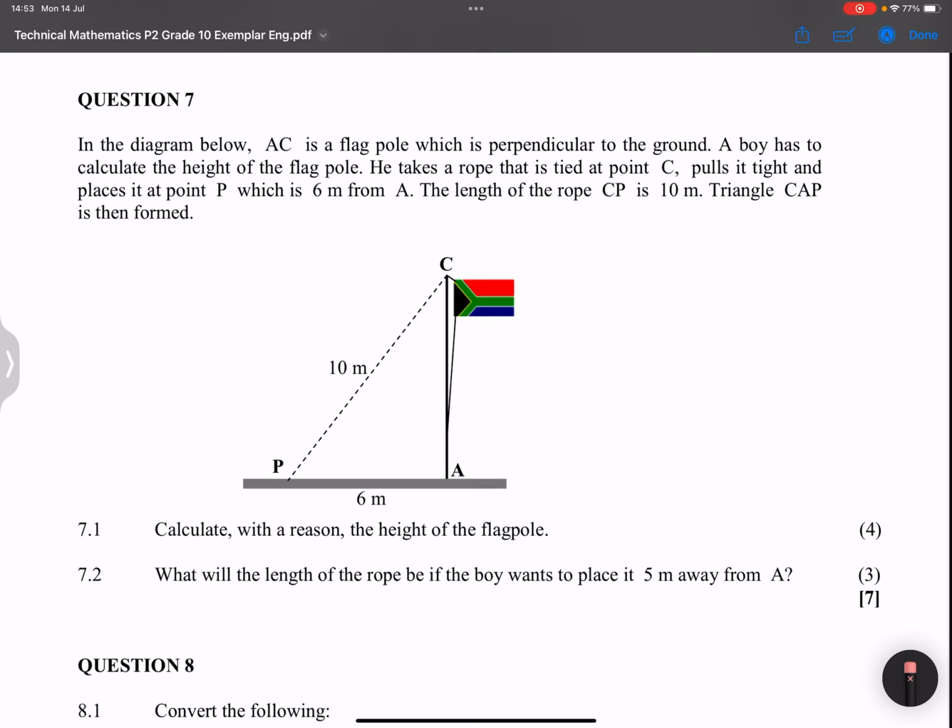Right, let's dive into the questions. We've already answered all the other questions, question 1 to 6, on our technical maths paper 2 for grade 10s. So let's dive into question 7 together.